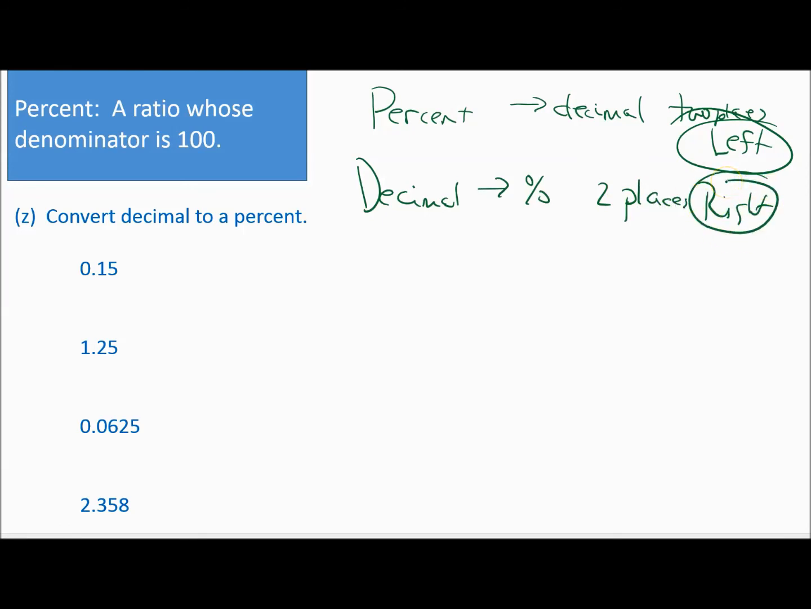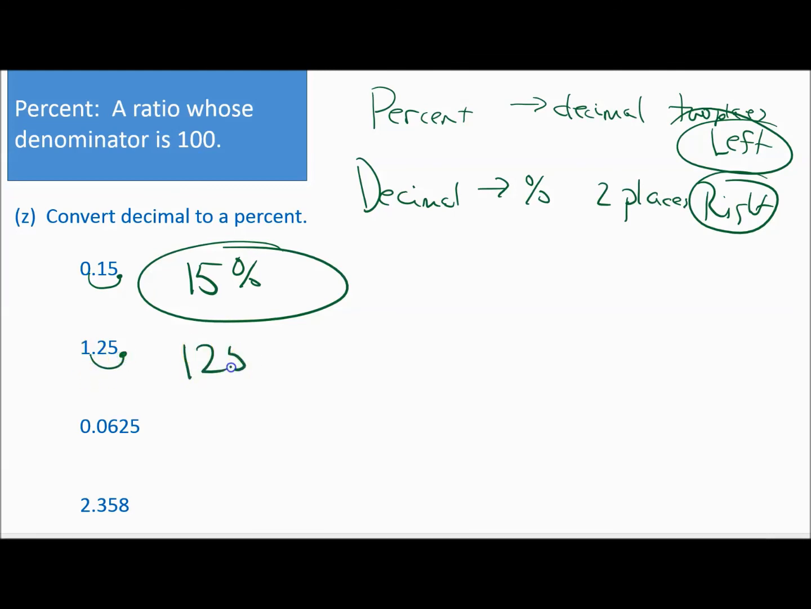Okay, now here's what helps. A percent is always a bigger number than a decimal. So if I'm trying to make 0.15, which is 15 hundredths, right, a bigger number, I would have to move that decimal that way. So just remember, the percent number is always larger than the decimal number. So if I move that 2 places, that'd be 15. You also have to add the percent sign. So that's 15%.